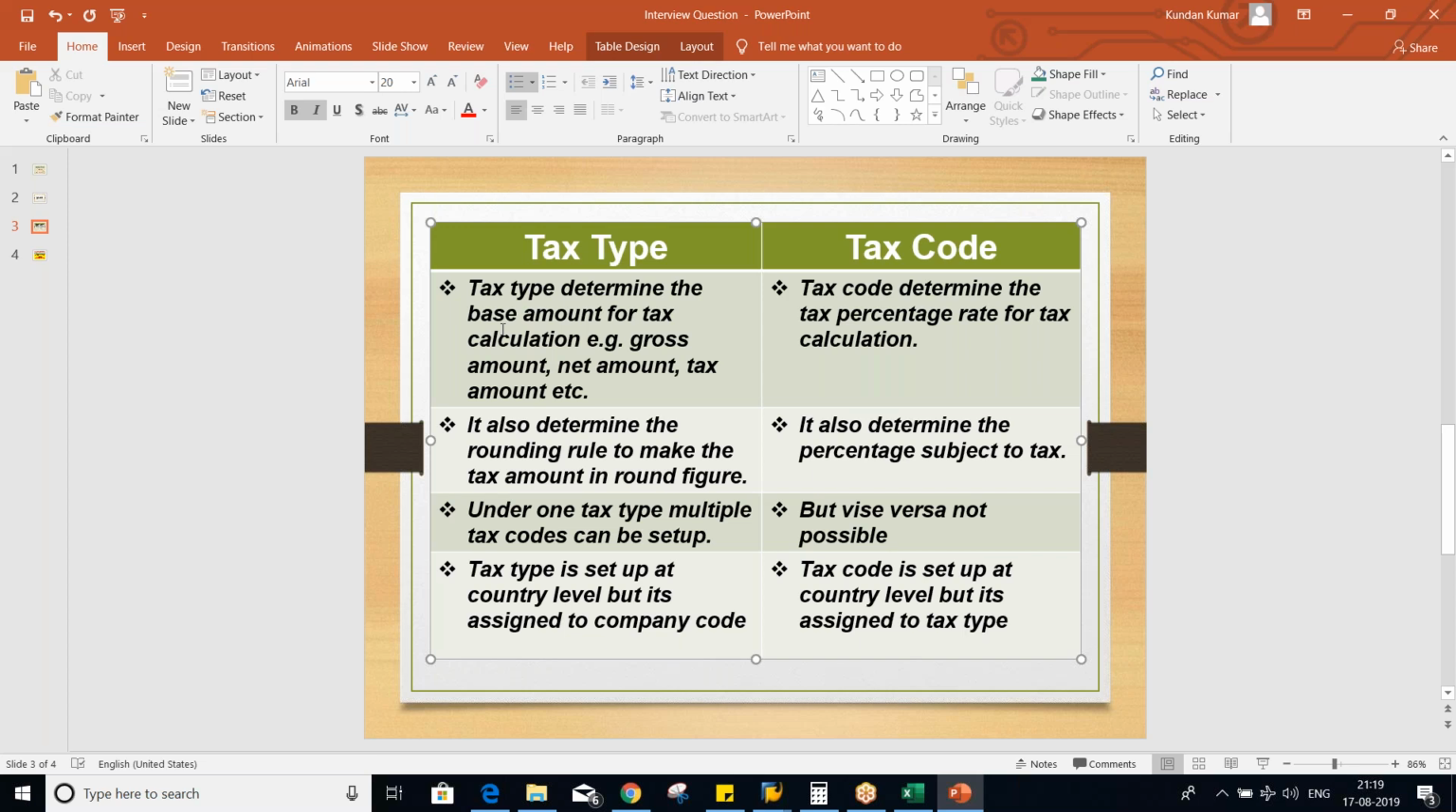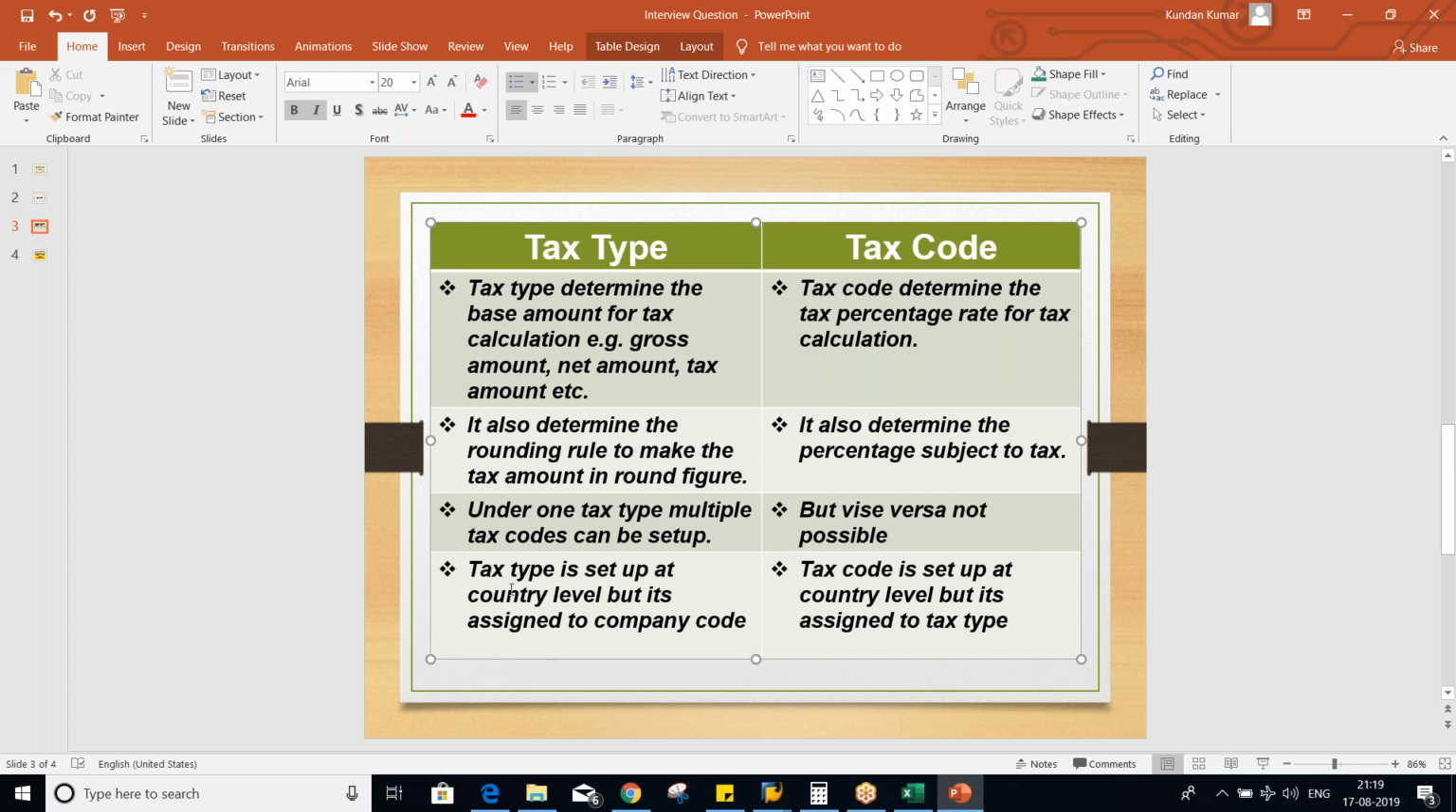Now the third one is, under one tax type, multiple tax codes can be set up. Against one tax type, we can set up multiple tax codes, but vice versa is not possible. Why is vice versa not possible? It means against one tax code, we cannot set up multiple tax types.